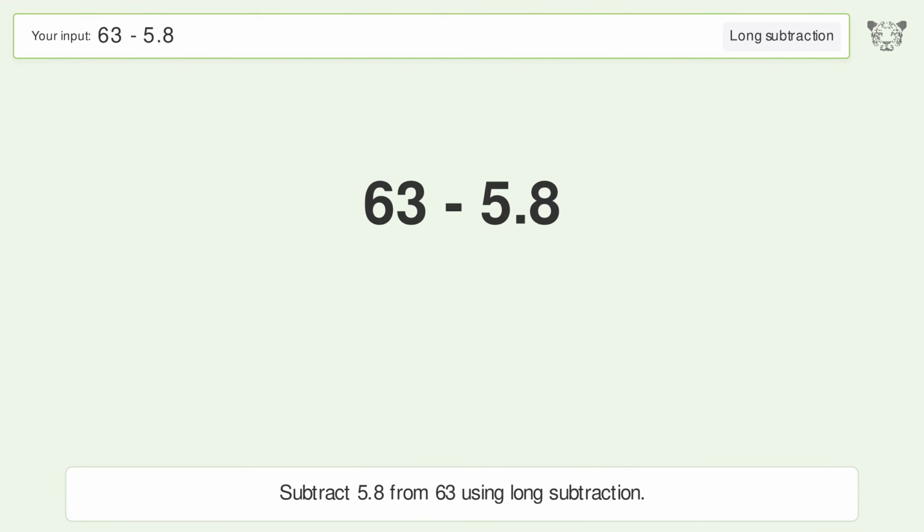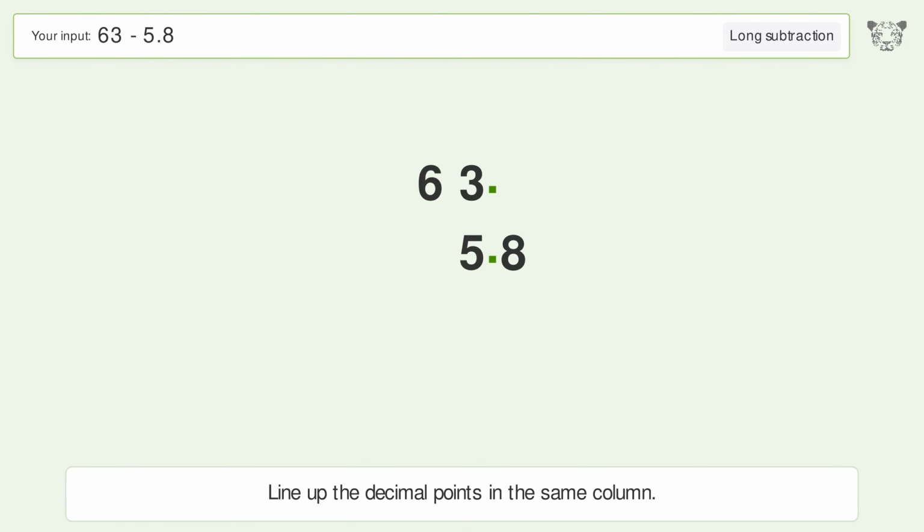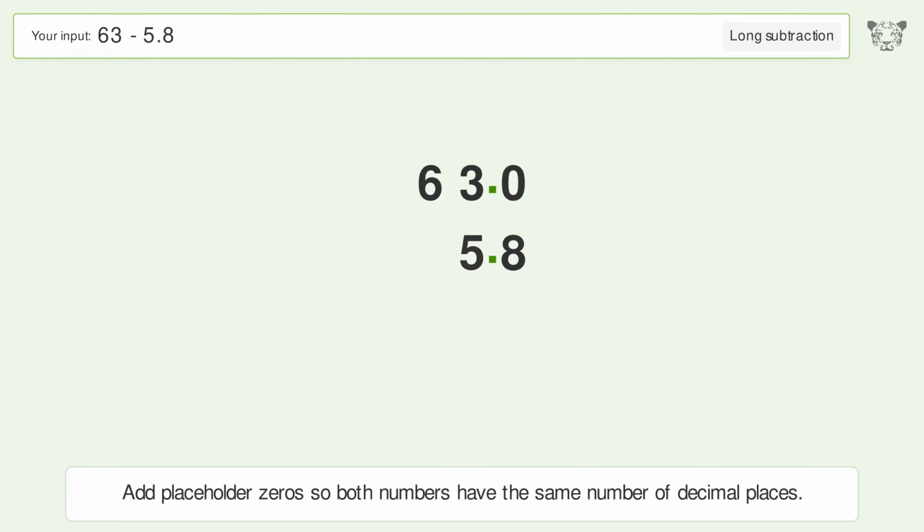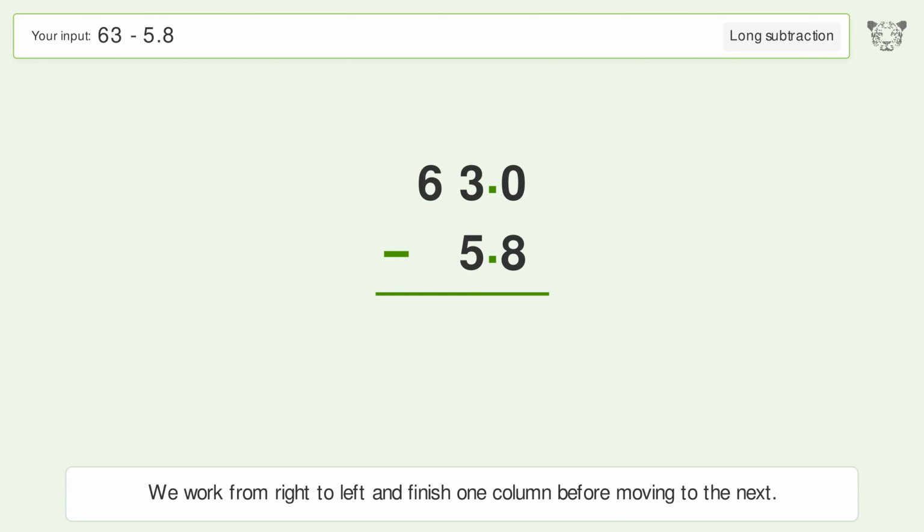Subtract 5.8 from 63 using long subtraction. Line up the decimal points in the same column. Add placeholder zeros so both numbers have the same number of decimal places. We work from right to left and finish one column before moving to the next.